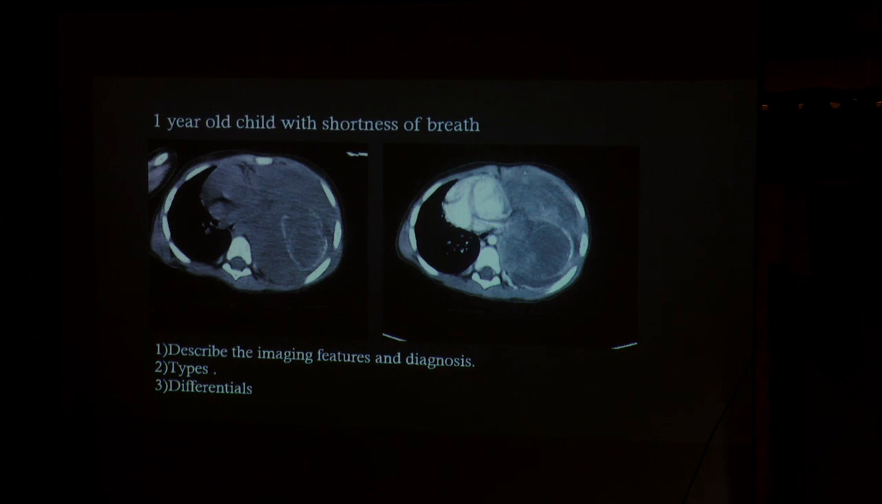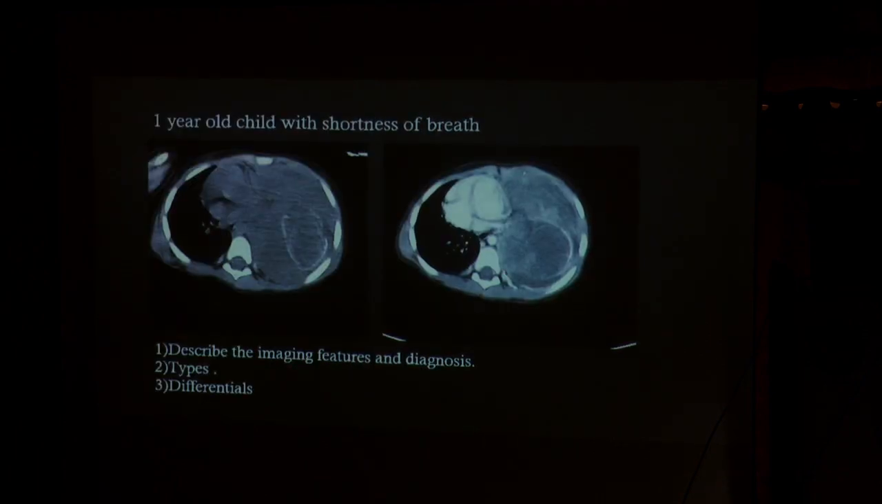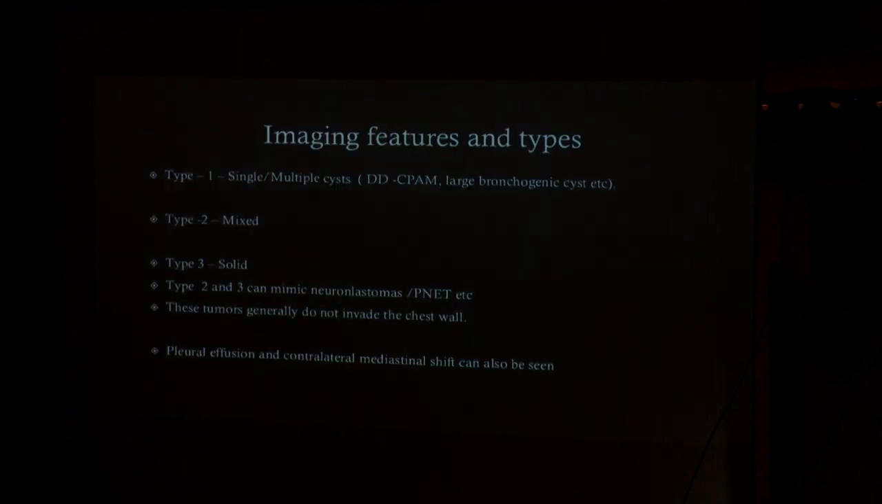So here is a case of a 1-year-old child with shortness of breath. Anybody? Diagnosis? So we can see a heterogeneous mass occupying the entire hemithorax with mediastinal shift. Within this age group, the most common differential for this is pleuropulmonary blastoma.